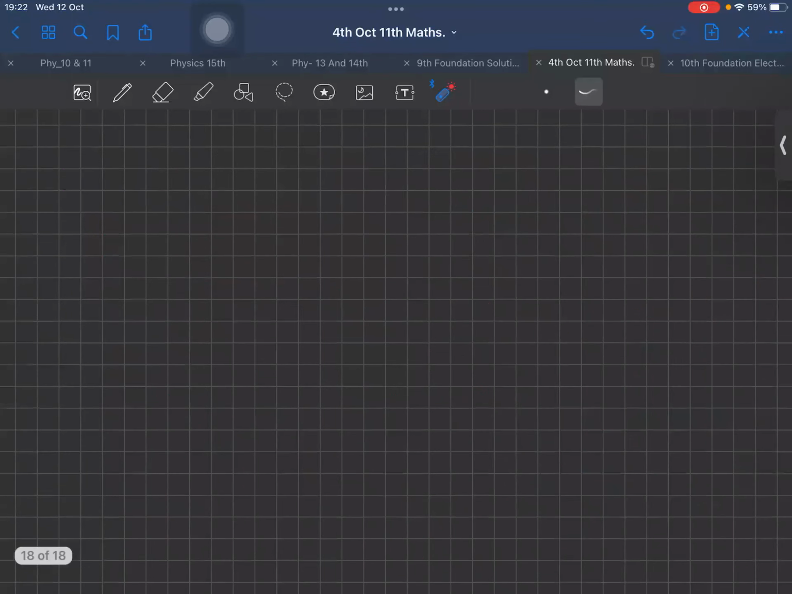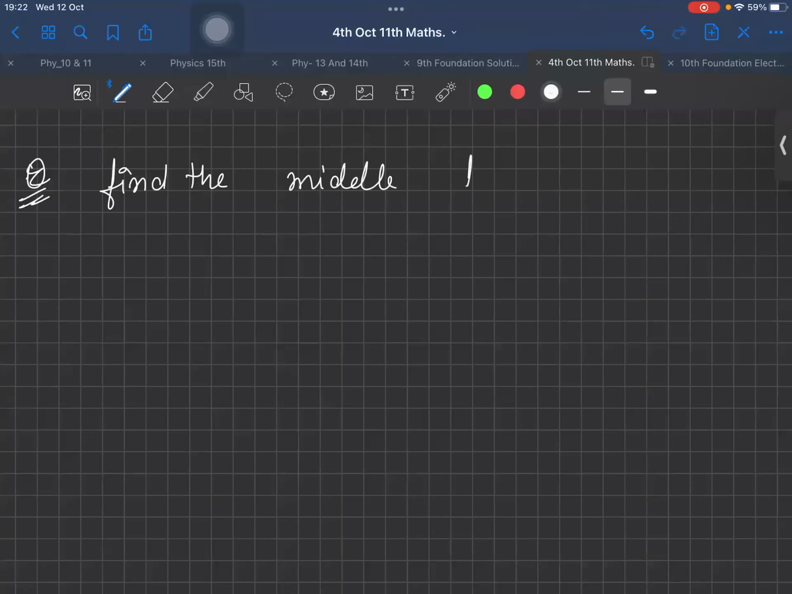Okay, find question. Do this. Find the middle term in (x plus 1) to the power of 4. Do it. Find the middle term. Or (x plus 1) to the power of 14. Instead of 4, just write 14.